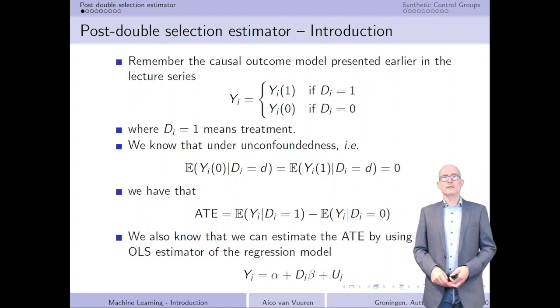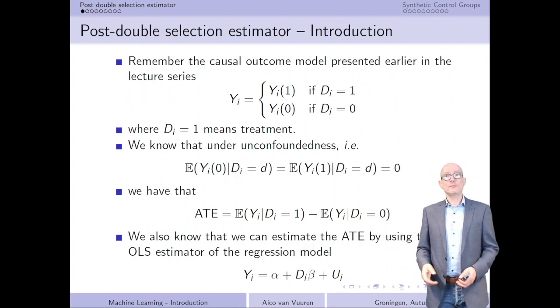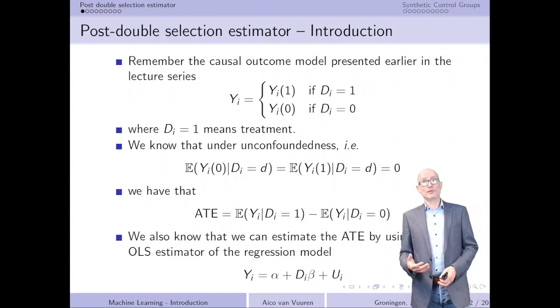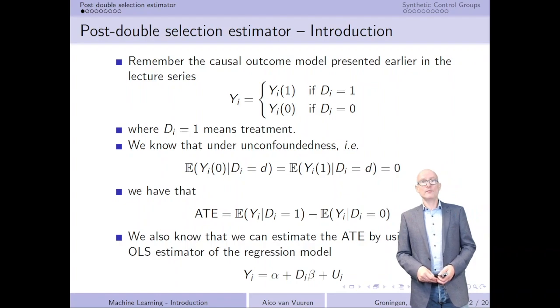We already know that the fact that we only observe yi and di is going to give us problems. We would like to investigate the values of yi1 and yi0, but we only observe one of them. We have already talked about these problems, so I would not like to talk about that too much right now. But we also know that under the assumption of unconfoundedness, the situation in which we assume that there is no correlation between di on the one hand and yi0 and yi1 on the other hand, the mean of yi0 conditional on di as well as the mean of yi1 conditional on di is equal to 0.